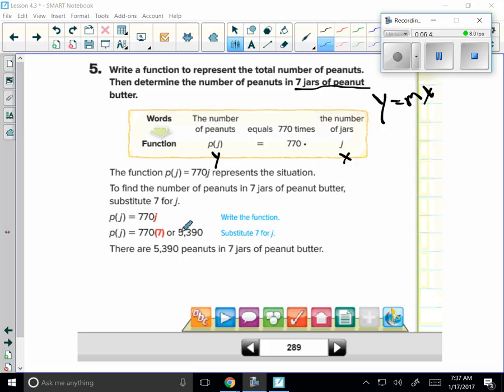But if we take the 7 jars, we plug it in for j, you can see right here that works. 770 times 7 is 5,390. So in 7 jars of peanut butter, it's approximately 5,390 peanuts.